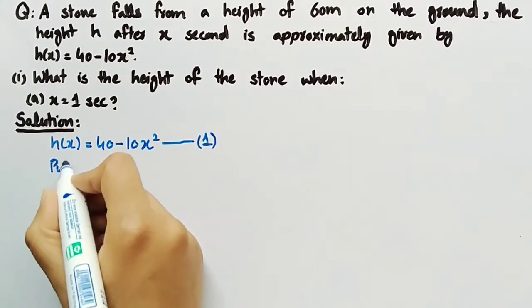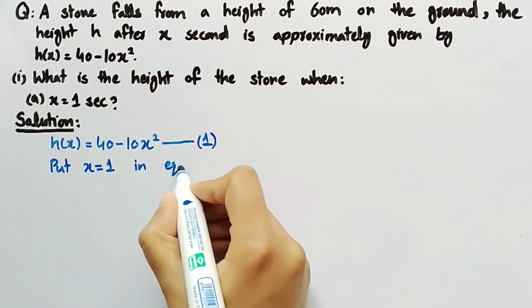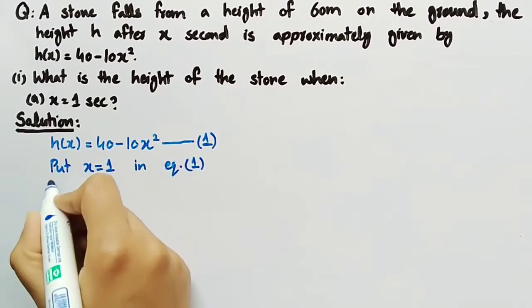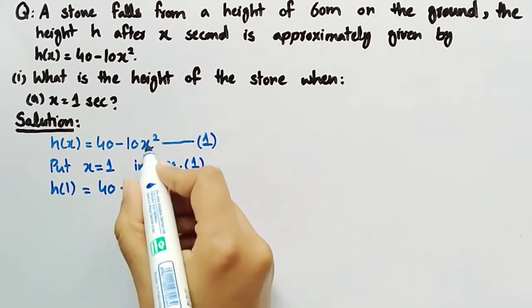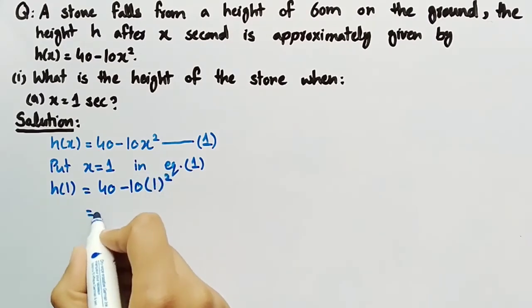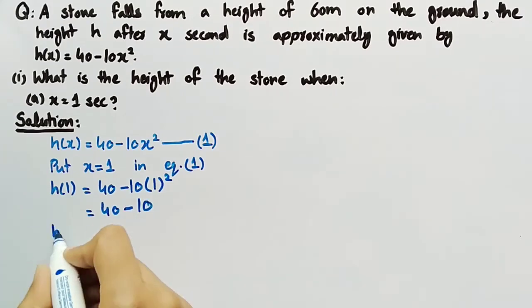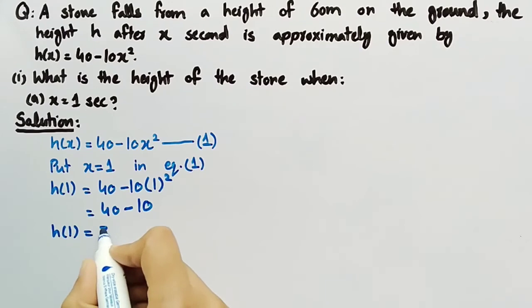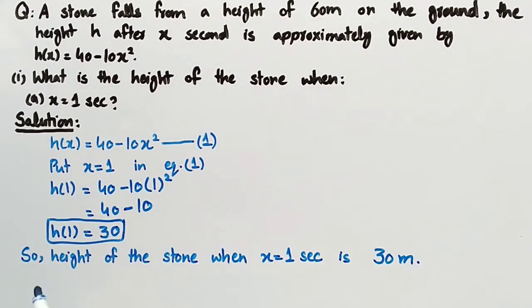Now put x = 1 in equation 1. We get h(1) = 40 - 10, replacing x by 1, we get 1 square, which is equal to 40 - 10. So h(1) = 30. So the height of the stone when x is equal to 1 second is 30 meter.